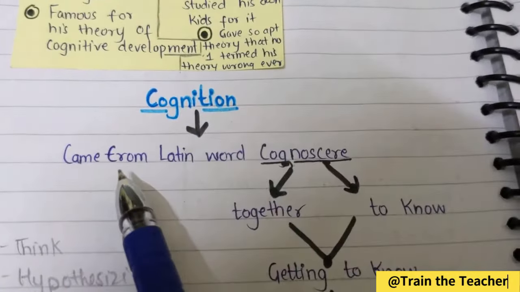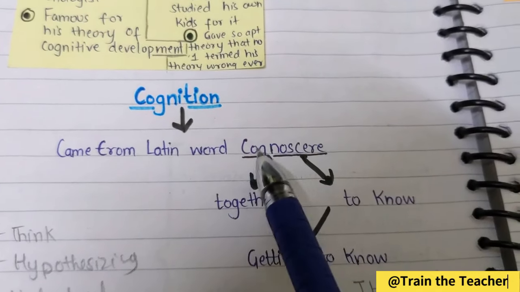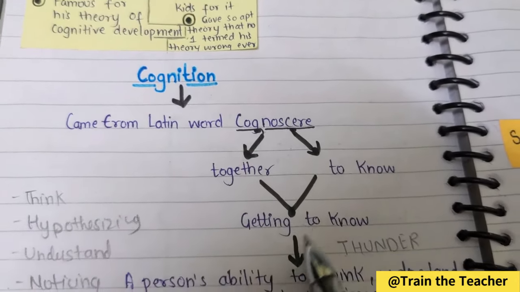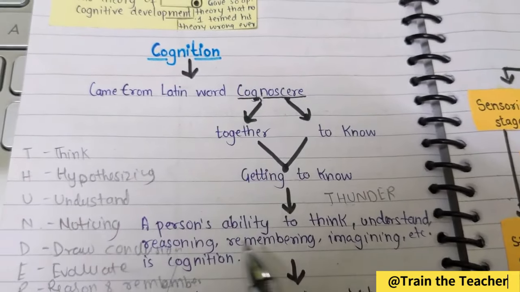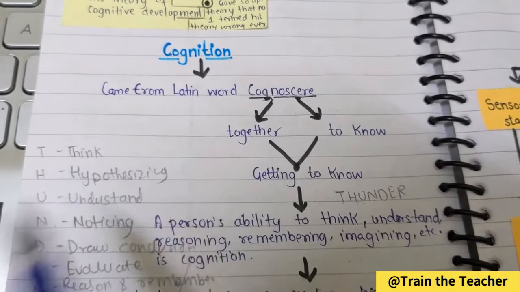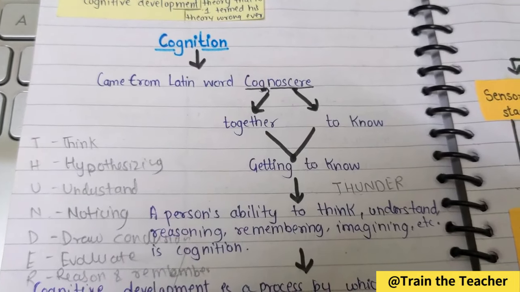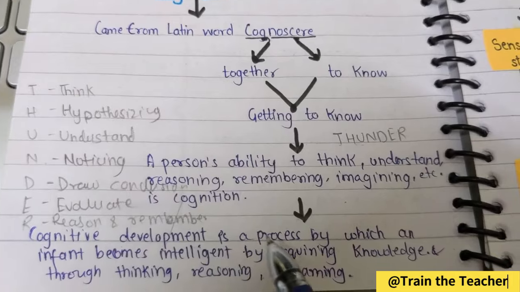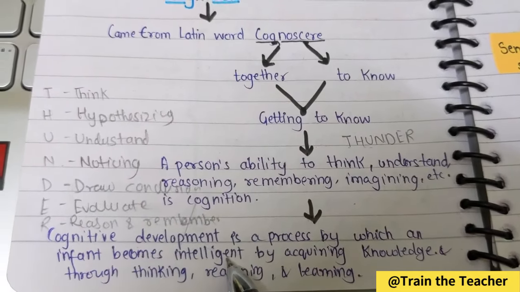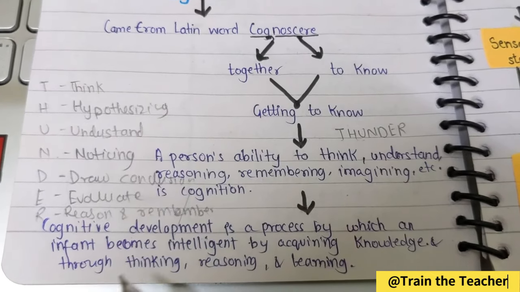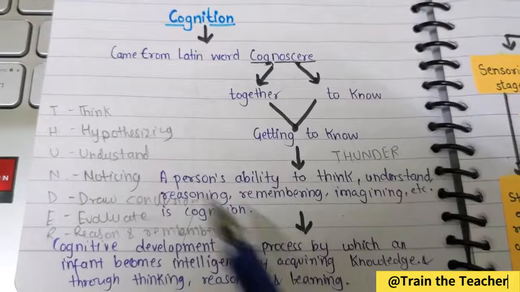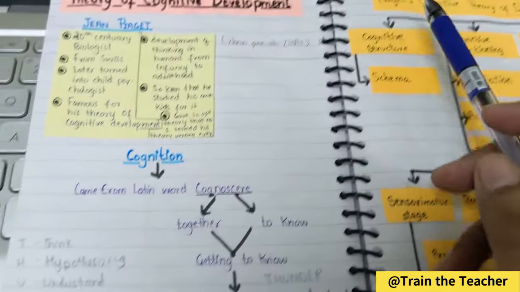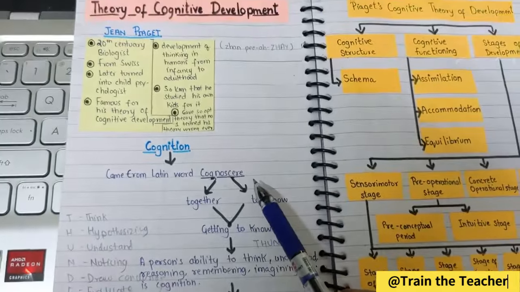The word cognition has come from the Latin word cognoscere. Cog means together, and cere means to know, which in turn means getting to know. So a person's ability to think, understand, reason, remember, imagine, hypothesize, notice, draw conclusions, and evaluate is cognition. And cognitive development is a process by which an infant becomes intelligent by acquiring knowledge and through thinking, reasoning, and learning. I hope we understand the meaning of cognition before we get started with the theory of cognitive development.